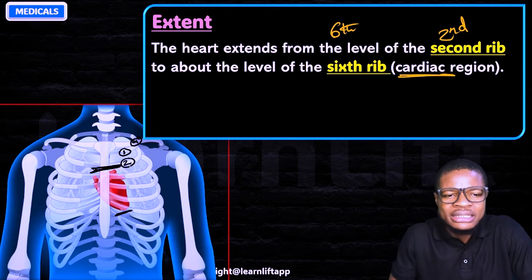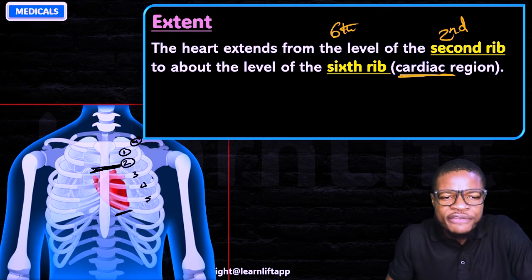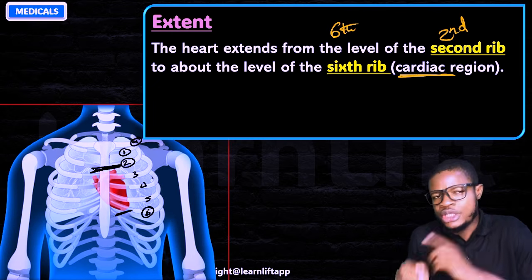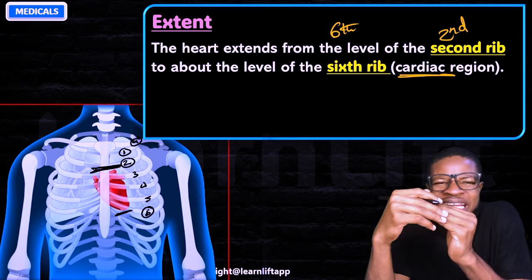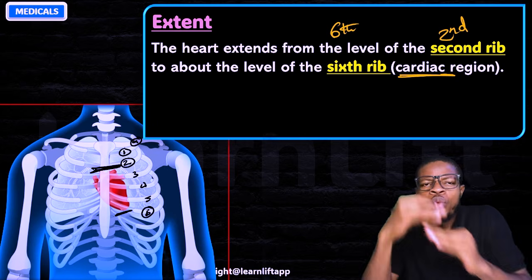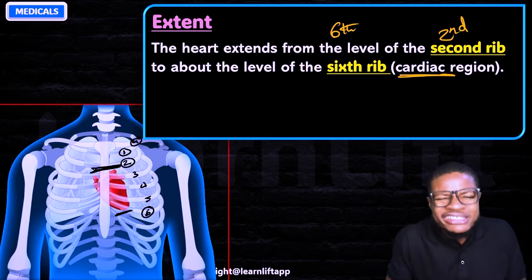So let's count and see. If that's the second rib, here is the third rib. Here is the fourth rib. Here is the fifth rib. And here is the what? Sixth rib. Do you see now? So the heart extends from the second rib to here, the sixth rib. And which region do we call this? This is called the what?